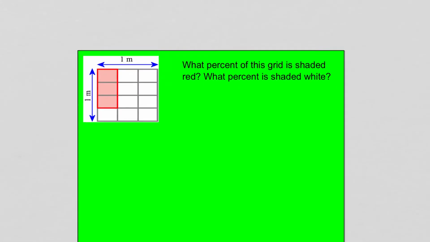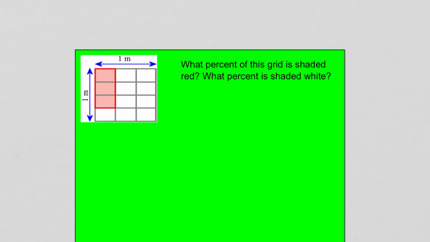Now, what happens if something isn't out of 100? Look at this. This says, what percent of this grid is shaded red? What percent is shaded white? Well, a lot of people just say, oh, that's easy. 3% is shaded red because there's 3 squares shaded. No, it's not that easy. Percent is a fraction out of 100.